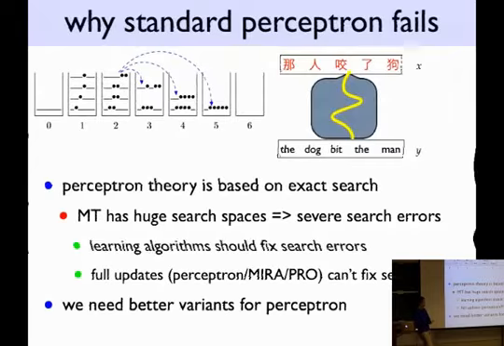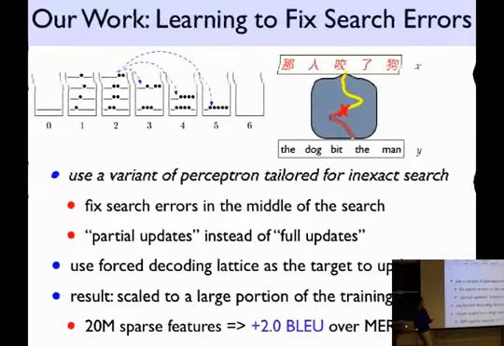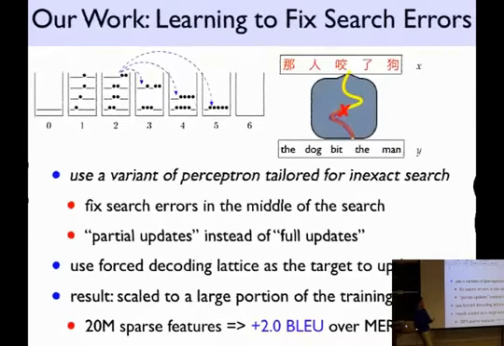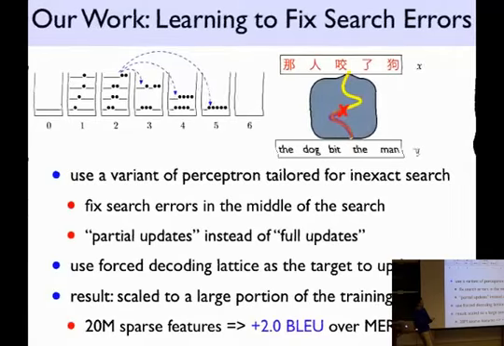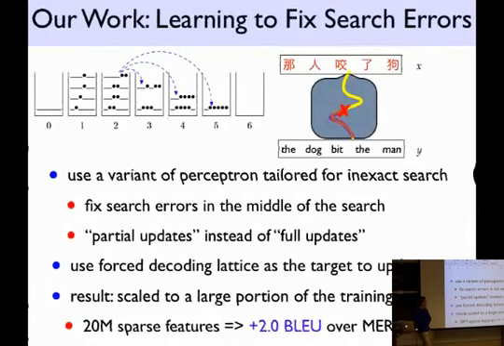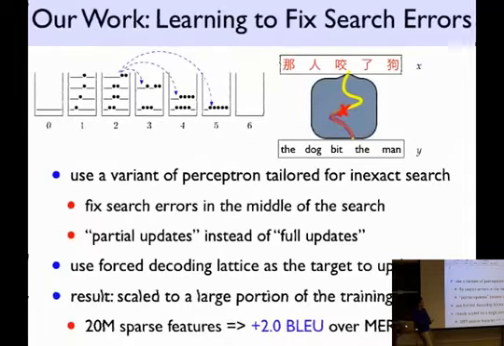So the learning algorithm should actually fix the search errors. For example, if there's a huge search error here, you should say, I should not wait till the very end. I should stop and do an update so that I can fix the search error right in the middle, right? Because if you go to the very end, you lose the signal. You don't know where to fix. And really, the problem is actually here, or maybe somewhere in the prefix, but not everywhere else. So we devised a variant of perceptron that is specifically designed for vastly inexact search, so that we can fix search errors in the middle. The way we do updates is partial updates, on prefixes, instead of full updates. And only that can fix search errors. If you do full updates, we'll show that it won't work.